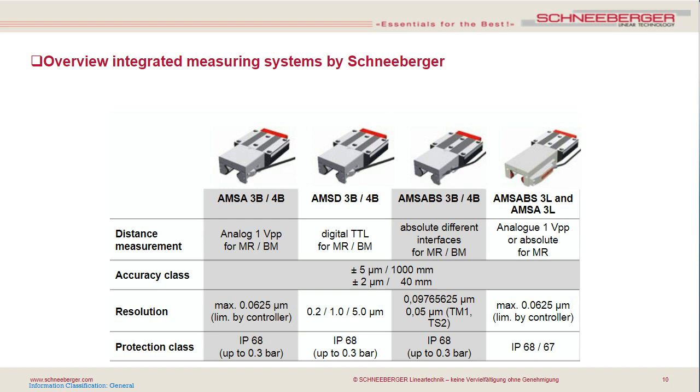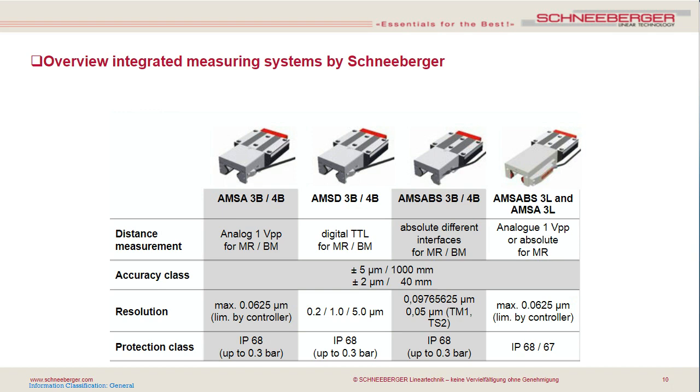The AMS ABS3L and AMS A3L are measuring systems for really long strokes up to 200 meter measuring length. The interface can be analog, one volt peak peak, or absolute. The maximum resolution is 0.0625 micrometers, and the protection class for the absolute ones is IP68, for the analog systems IP67.